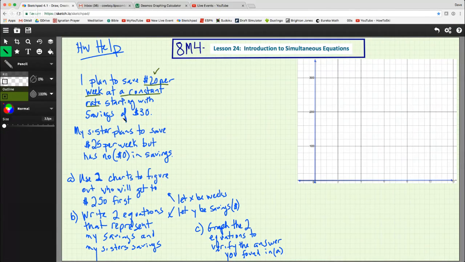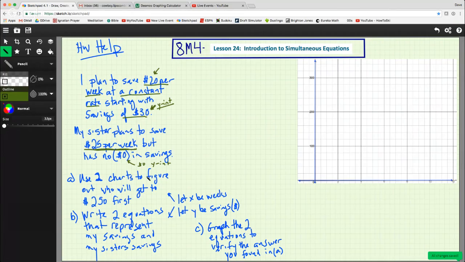Starting with a savings of $30. So I'm starting with $30. This sounds kind of like a y-intercept to me. Y-intercept. Okay. My sister plans to save $25 a week, but has no savings. So she has a y-intercept, if you will, of 0. And she's $25 a week. I'll let you figure out what $25 per week is, given that I kind of gave you a little hint up here.